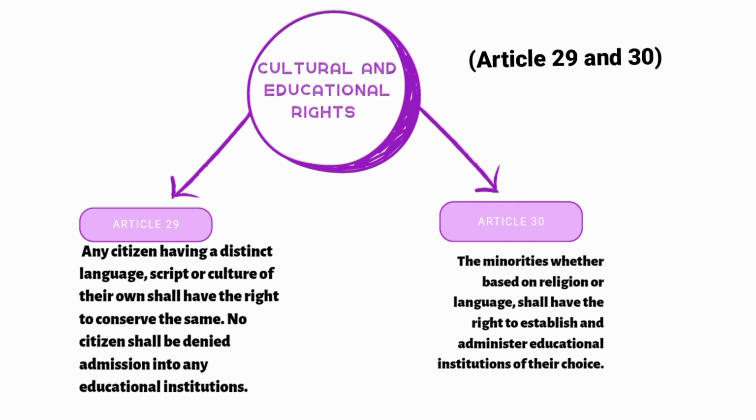Now, Article 29 and 30 deals with cultural and educational rights, where Article 29 states that any citizens who has distinct language, script or culture, they have the right to conserve the same, and no one shall be denied admission into any educational institutions. And Article 30 gives rights to minorities, to establish and administer the educational institutions of their choice.